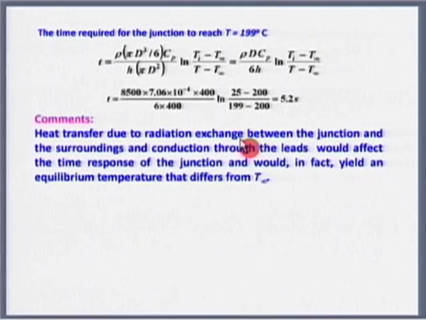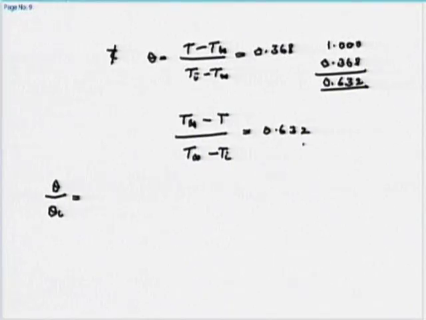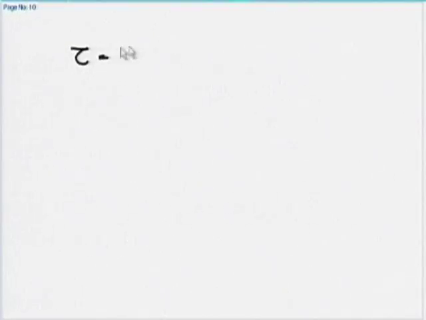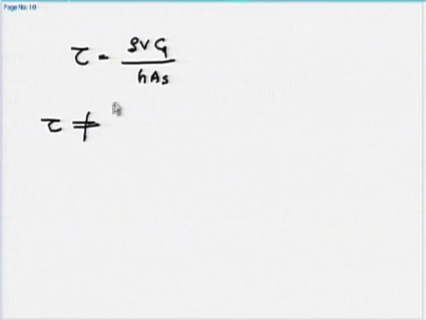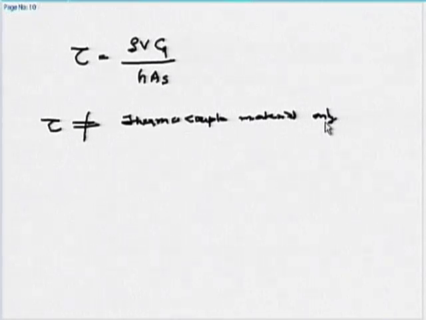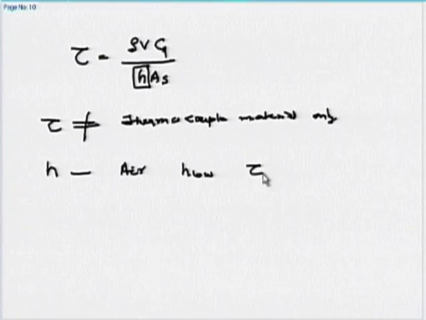So the point here is we need to understand several things. What are the outcomes from this problem? What we realized here is that the time constant rho V c p upon h A s is not only a function of thermocouple material. Yes, it is dependent on thermocouple material, but it is also dependent on h. So here, if I am using a thermocouple in air, my h is going to be lower, then my time constant would be higher.